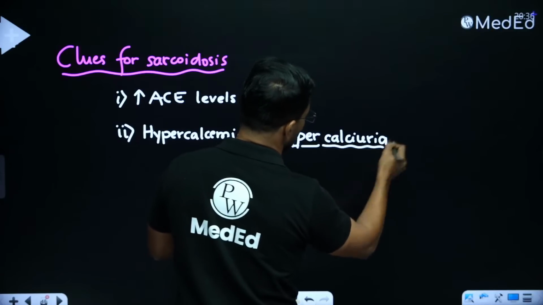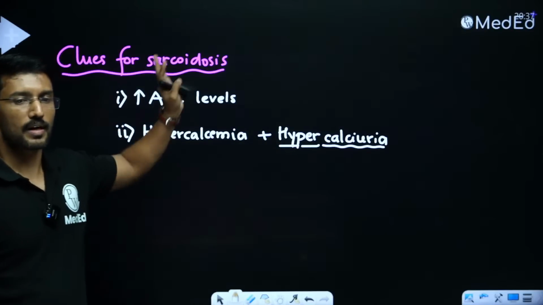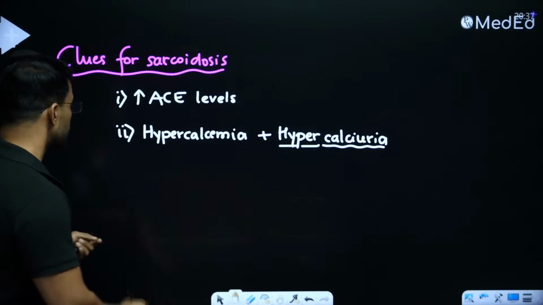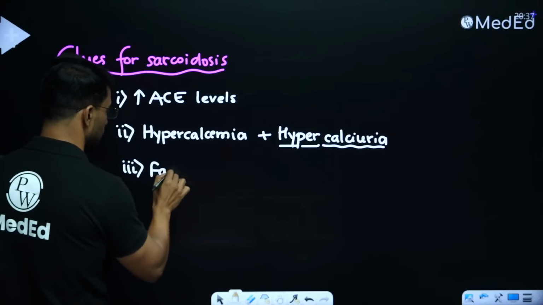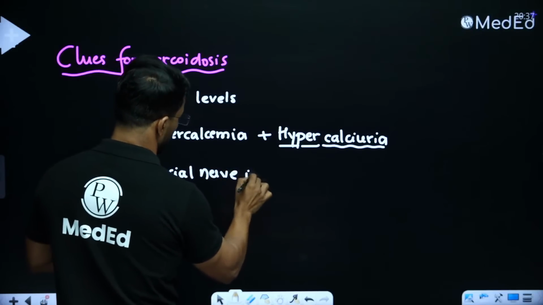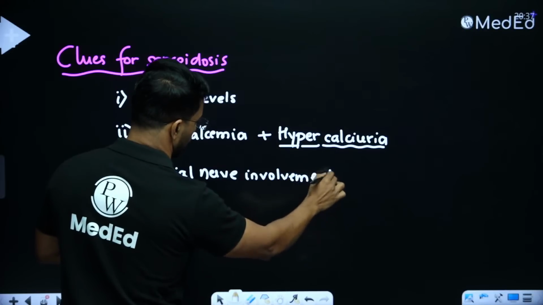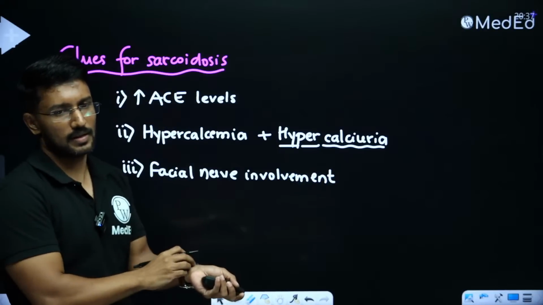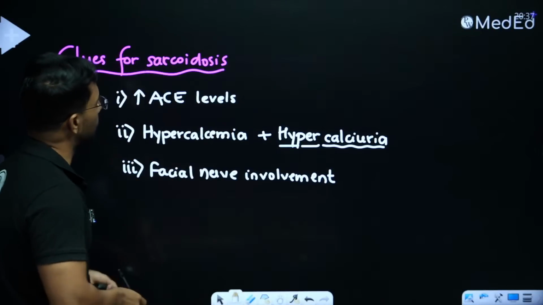Normally when we have hyperparathyroidism, we will have hypercalcemia and hypocalciuria, but in sarcoidosis both are high. The third clue is facial nerve involvement. Of course, you are familiar with the Garland sign, lambda sign, and panda sign. Those are all radiological clues that can be there.